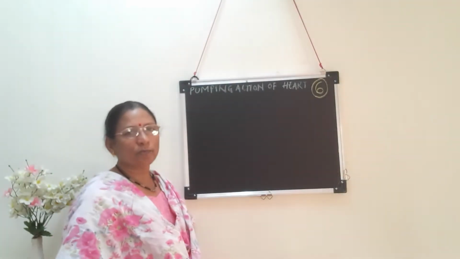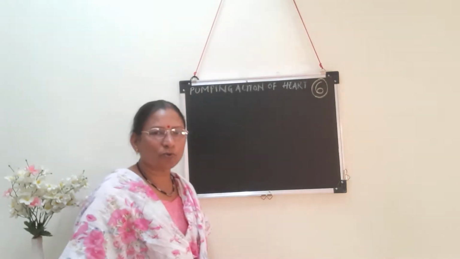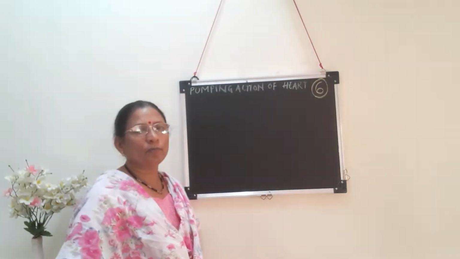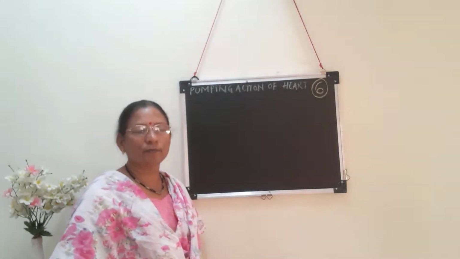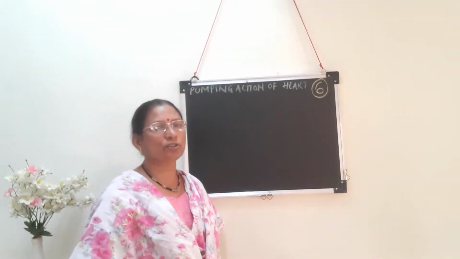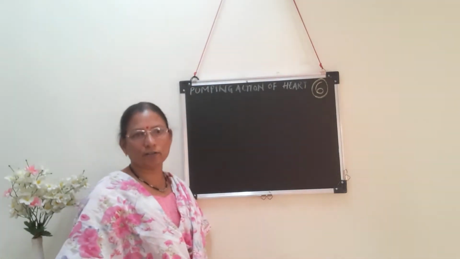If you remember, from the right ventricle, the blood vessel that comes out is the pulmonary artery, and from the left ventricle, the blood vessel that comes out is the aorta, which provides blood to the different parts of the body.